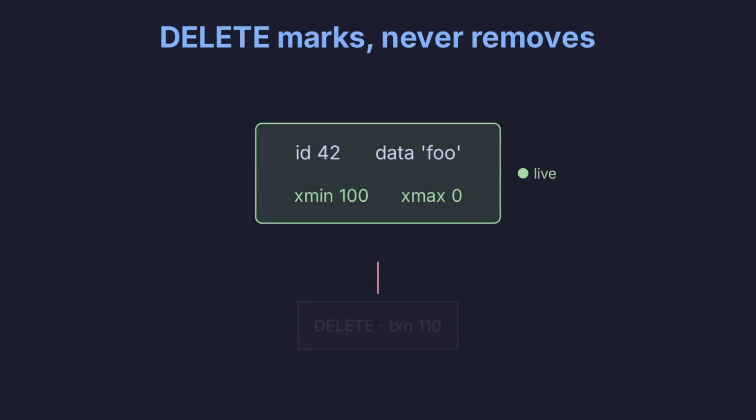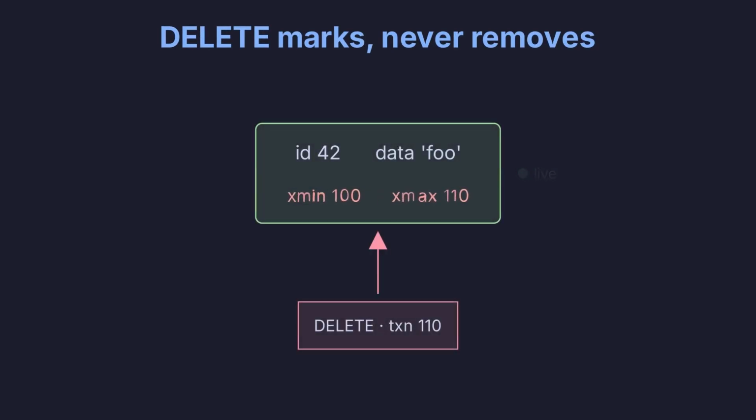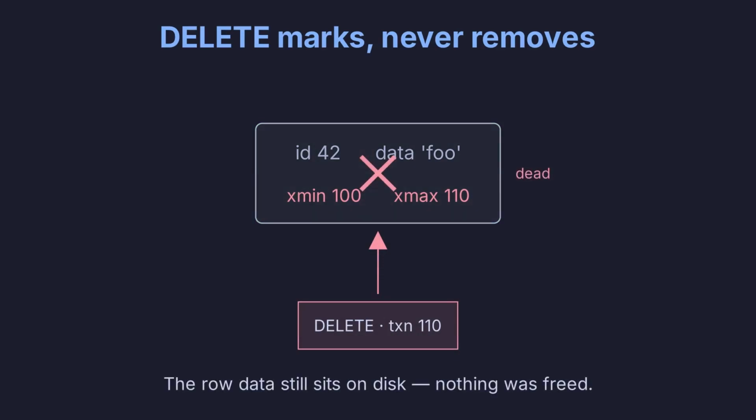A delete works similarly. It finds the current live version, sets its xmax to the deleting transaction, and commits. The old data stays on disk. From the outside, you'd think the row is gone, but physically it's still there. It just became invisible to any snapshot newer than the delete. That's your first hint of bloat.